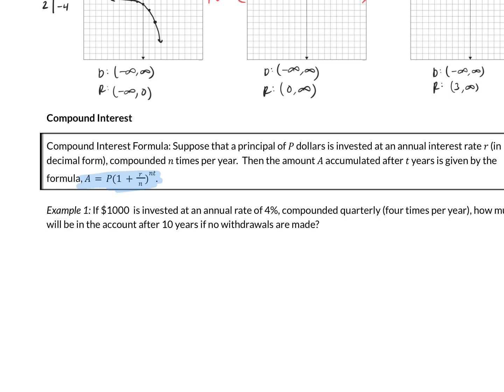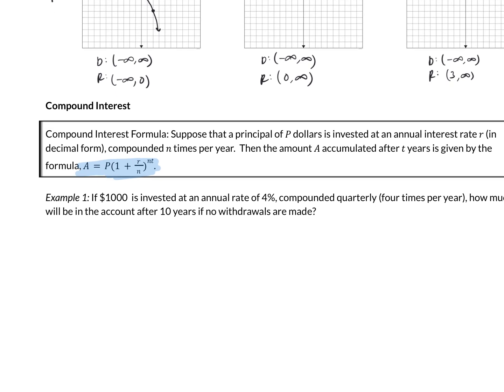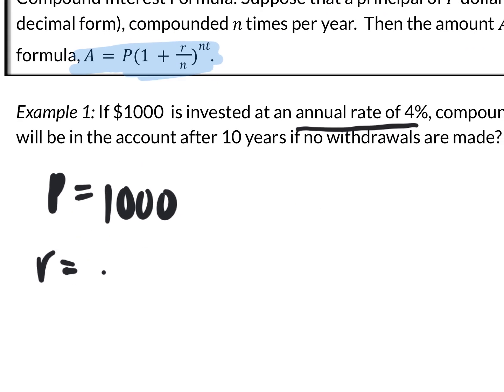So what is my principal? If I look at example 1, how much money am I plugging into the bank? 1,000. It says an annual rate of 4%. Sometimes I see people do this. 0.4 is wrong. That's 40%. That'd be really cool. However, your rate is actually just 0.04.